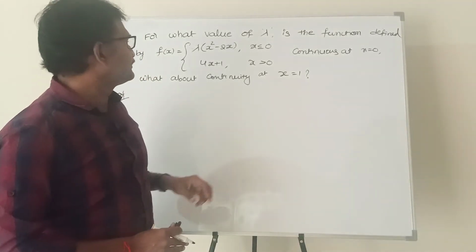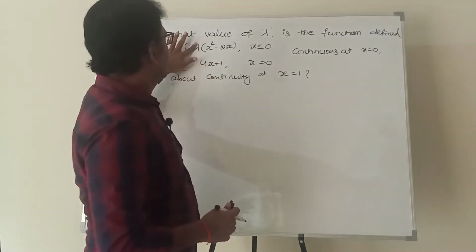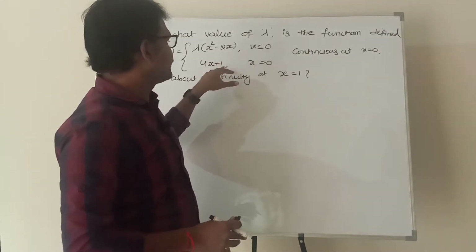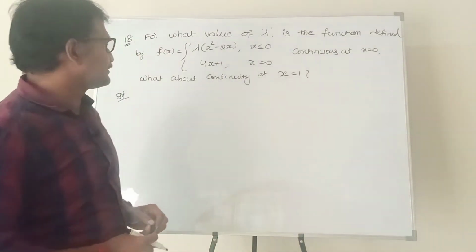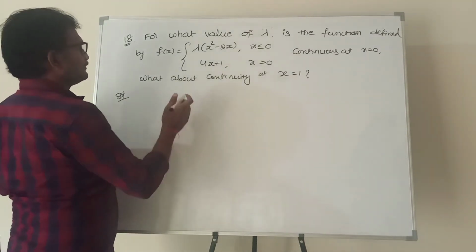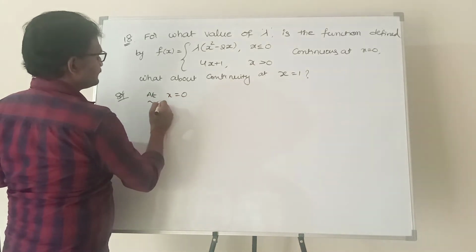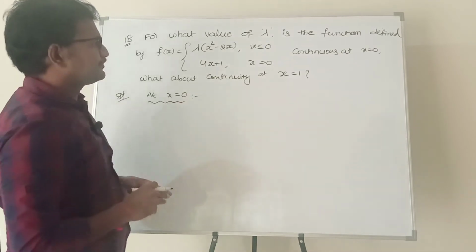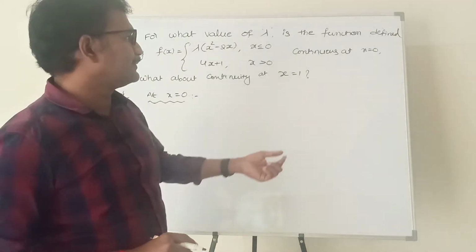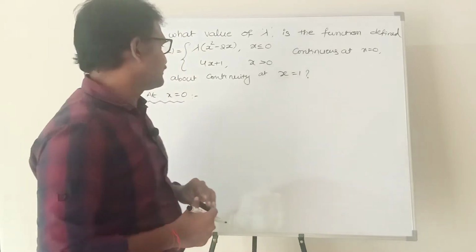Next, 18th problem. For what values of lambda is the function defined by f of x equal to lambda into x square minus 2x if x is less than or equal to 0, 4x plus 1 if x is greater than 0, continuous at x equal to 0? What about the continuity at x equal to 1? In every continuity problem you need to check the left hand limit and right hand limit at the given point. Here the given point is first x equal to 0, next at x equal to 1.